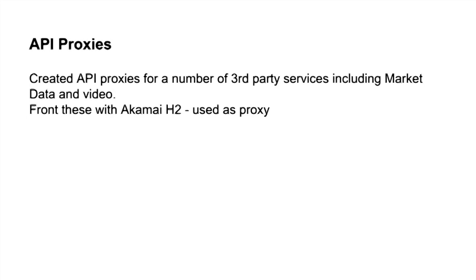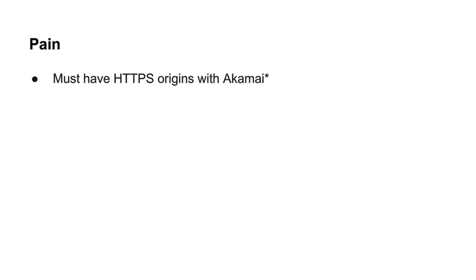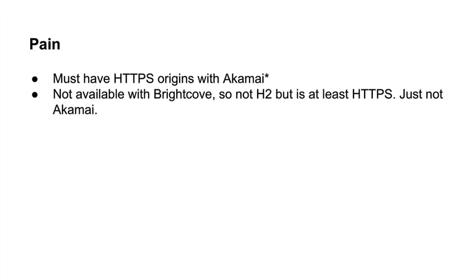So, pain points. You have to have HTTPS origins with Akamai. It's a very reasonable thing to do to insist on an HTTPS origin if you've got an inbound HTTPS connection. But for us, we didn't have an HTTPS origin for our video platform, which is Brightcove. The exception is HLS, but because we didn't want to use a Flash player, HLS wasn't really an option for us, at least not on desktops. So at the moment, video is HTTPS. It's just not H2, and it's currently coming from somewhere else.